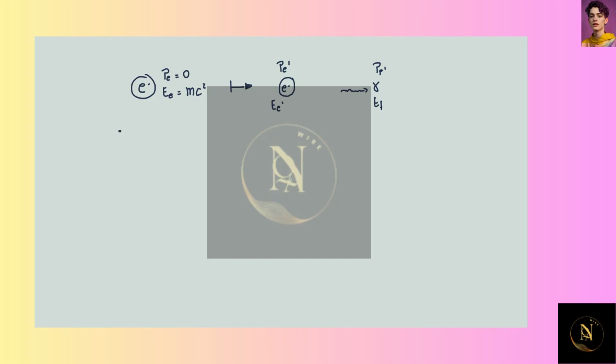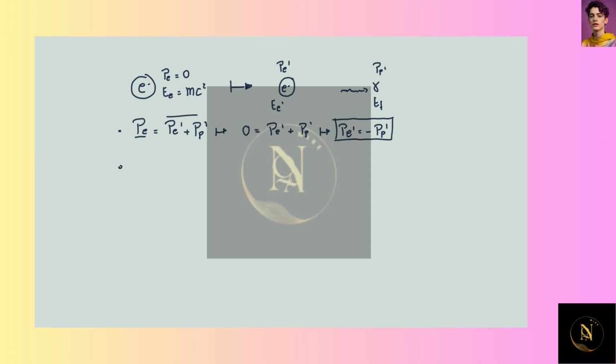By using conservation of momentum, it must be true that Pe is equal to Pe prime plus Pp prime. So the momentum before the emission should be equal to the momentum after the emission. This implies that 0 is equal to Pe prime plus P prime. And therefore, we conclude that the relation between the momenta after the emission is the following: Pe prime is equal to minus P prime.